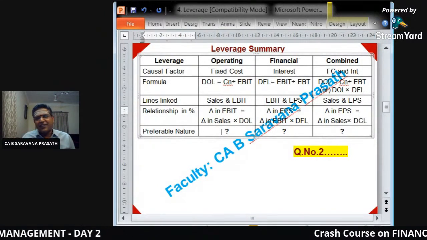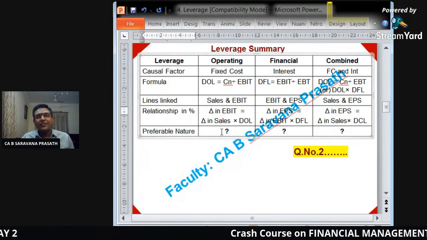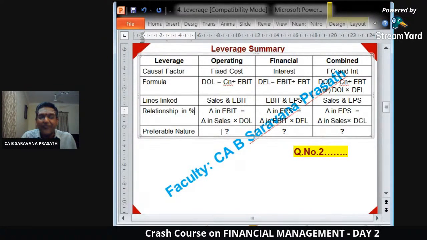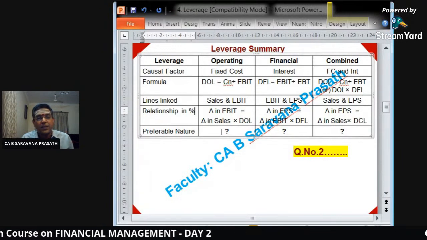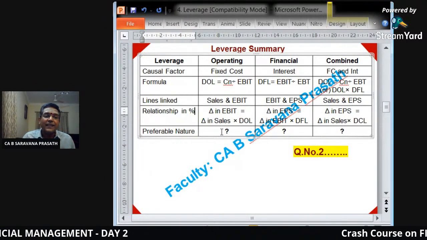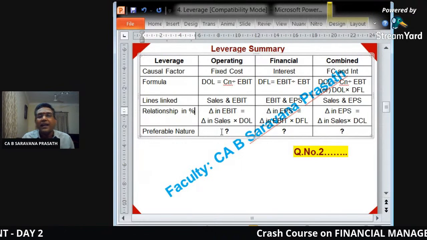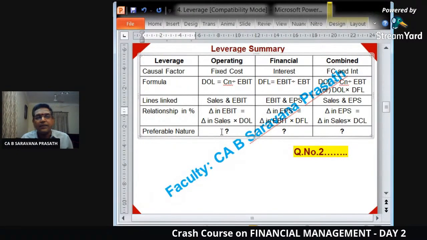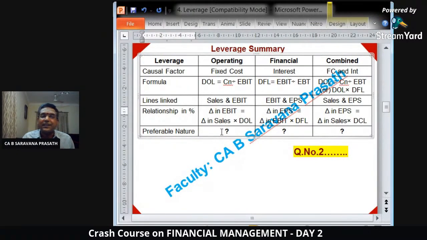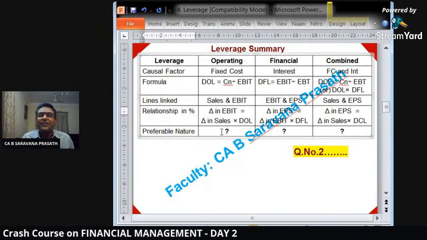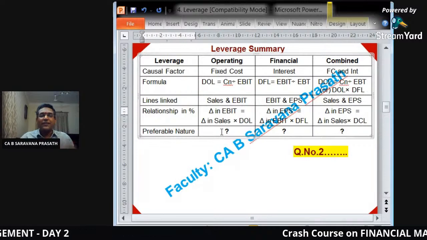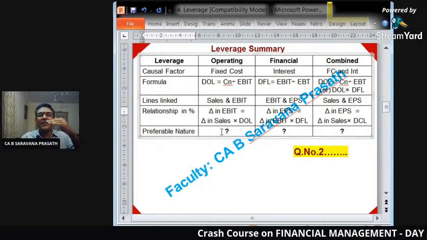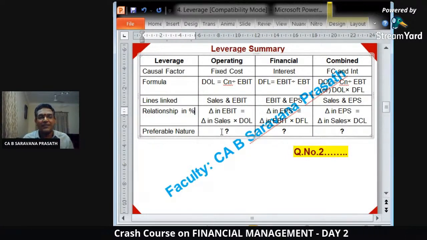Then financial leverage, second column. Interest cost is the reason why there is financial leverage. DFL is equivalent to EBIT divided by EBT. The 2 lines linked in this regard are EBIT and EPS. The relationship is in percentage. Any percentage change in EPS, bottom number, is equivalent to percentage change in EBIT multiplied by the DFL times.